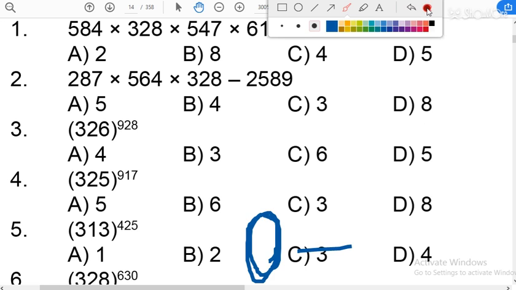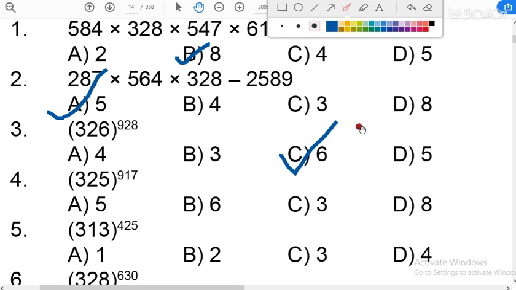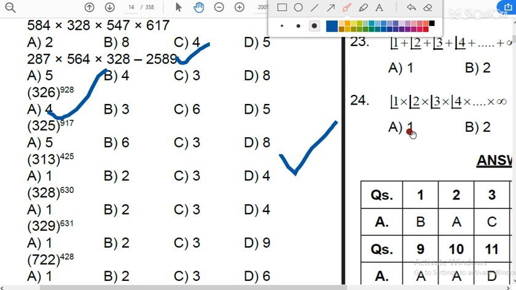So 3 questions we have done. Answer for the first question was, I think, 8. Second question, the answer was 5. For the third question the answer is 6. So let me check the answers also. First question answer is B, 8. Second question answer is A, 5. Third question answer is C, 6.